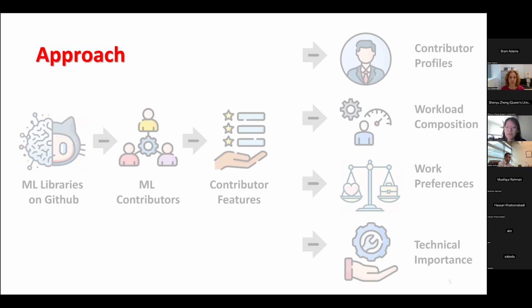So yeah, this is an overview of our approach. We collect ML projects from GitHub and extract the contributors in these projects as our subject data. And we extract contributor features based on their activities and contributions to a project. And with these features, we will first construct contributor profiles as our basic categorization of ML contributors.